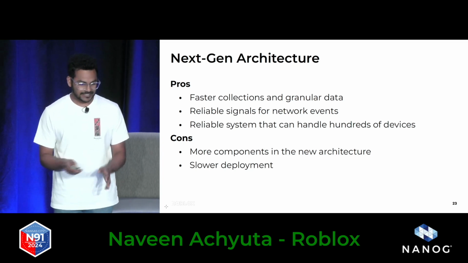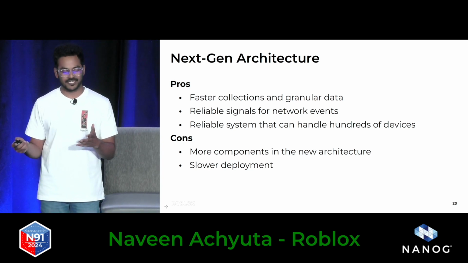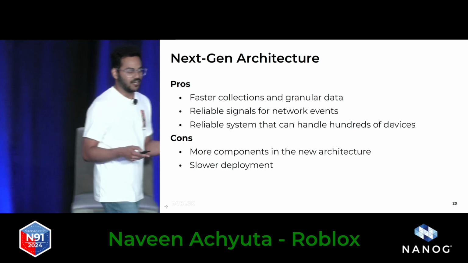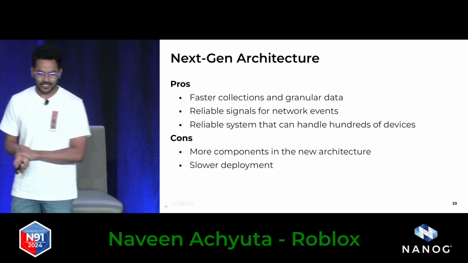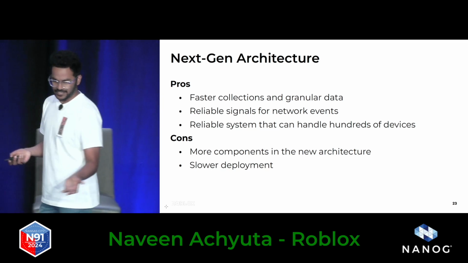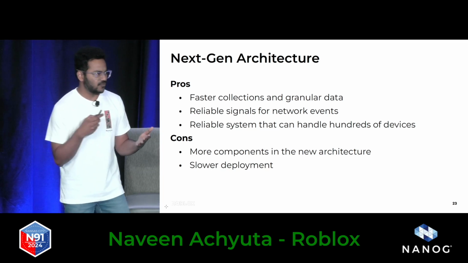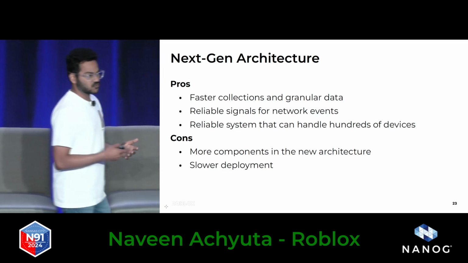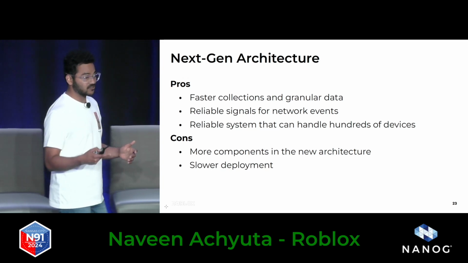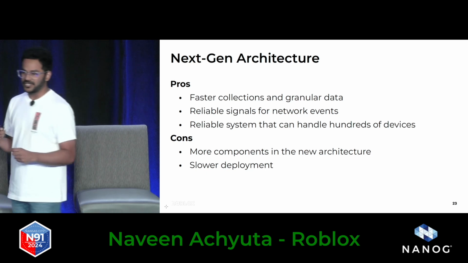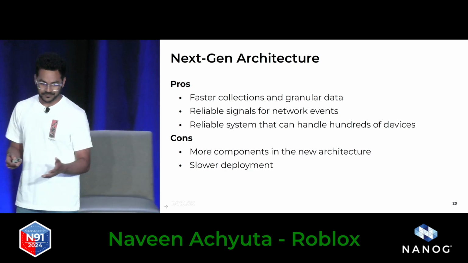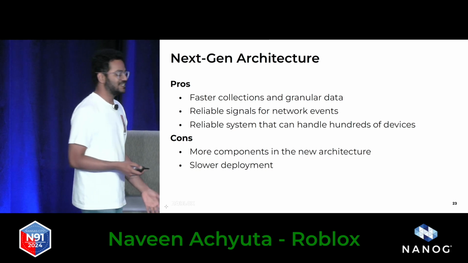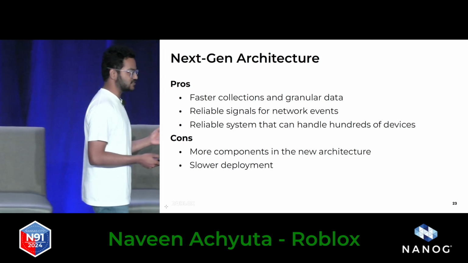All right, so I explained the architecture of the new one. So what were the pros and cons of this? Well, the first one was, again, I've mentioned this before. Because of the new architecture, we have faster collections, granular data. We are able to accurately identify issues in the network. And now we have a system that can handle hundreds of devices.